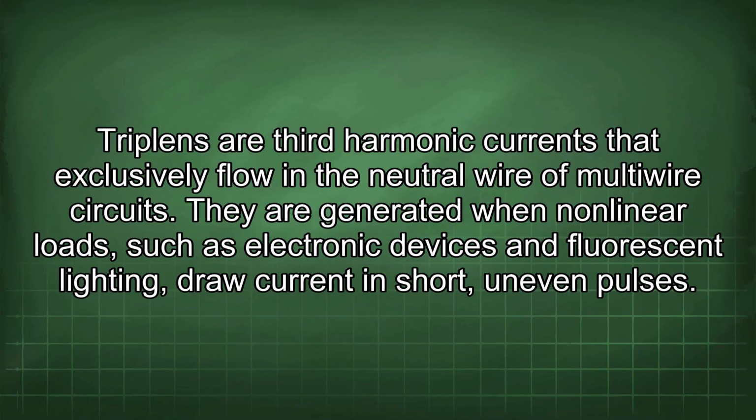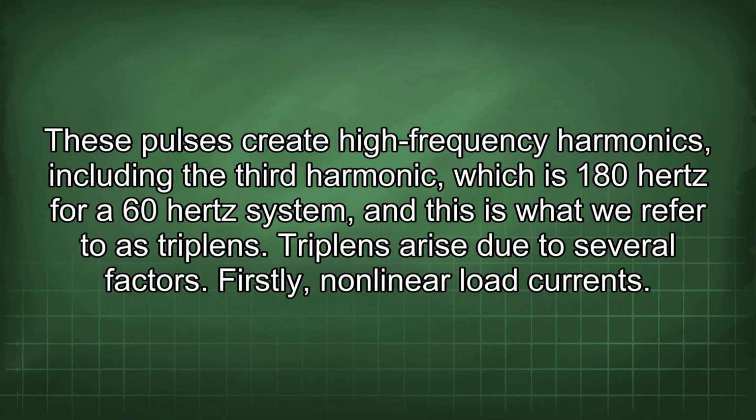Triplens are third harmonic currents that exclusively flow in the neutral wire of multiwire circuits. They are generated when nonlinear loads such as electronic devices and fluorescent lighting draw current in short, uneven pulses. These pulses create high-frequency harmonics, including the third harmonic, which is 180 Hz for a 60 Hz system, and this is what we refer to as triplens.